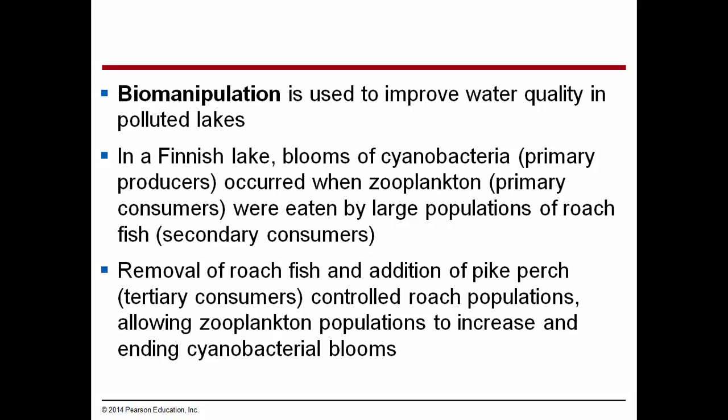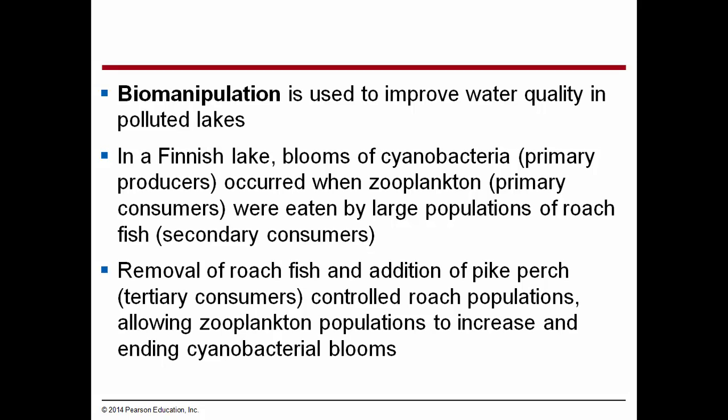cyanobacteria. Now, what these researchers did in Finland is they extracted as much of the roach fish out of the lake as they could. They went around and captured it with nets and tried to decimate the population as efficiently as possible. And then they also put in pike perch, which was a tertiary predator which was going to eat the roach fish. So because the pike perch ate the roach fish, it kept the roach fish population in check.